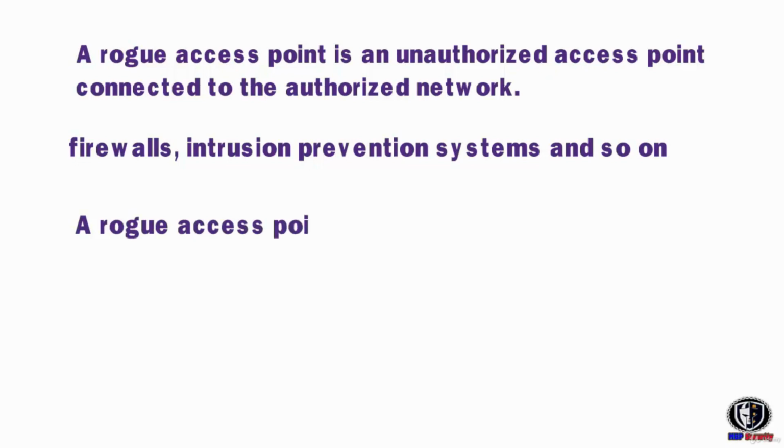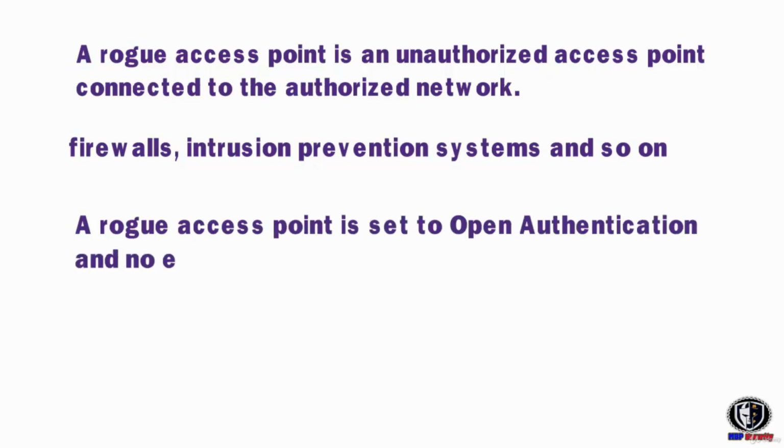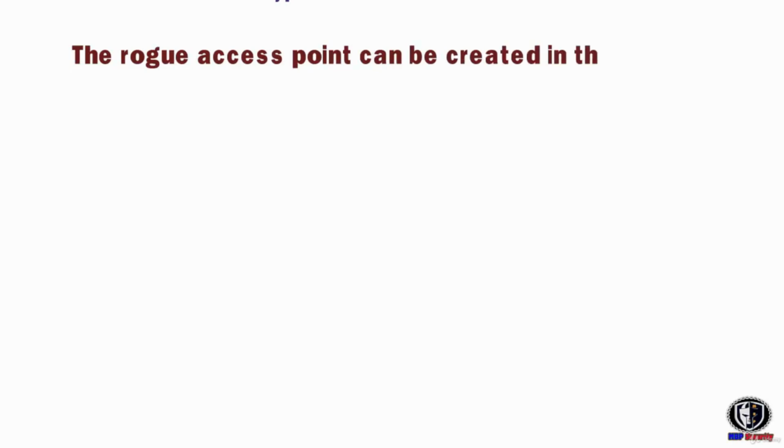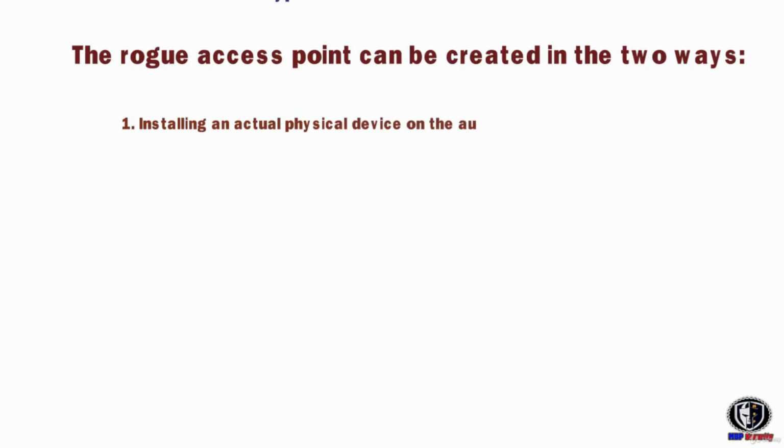In the most common case, a rogue access point is set up with open authentication and no encryption. The rogue access point can be created in the following two ways. First, installing an actual physical device on the authorized network as a rogue access point. This is something I leave as an exercise to you, as it is more about breaching the physical security of the authorized network than wireless security.